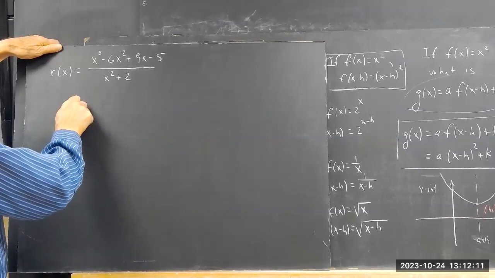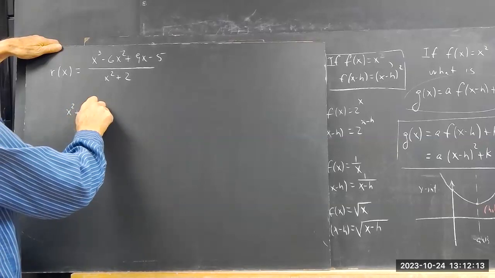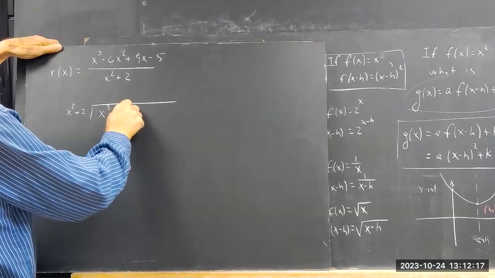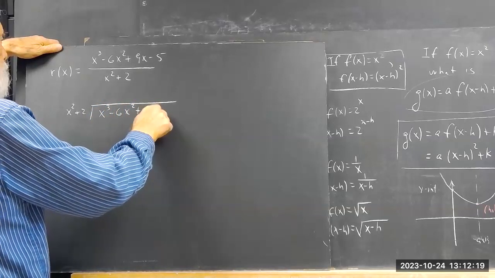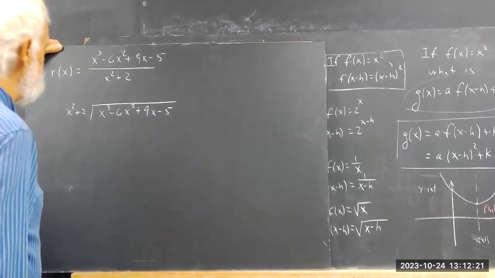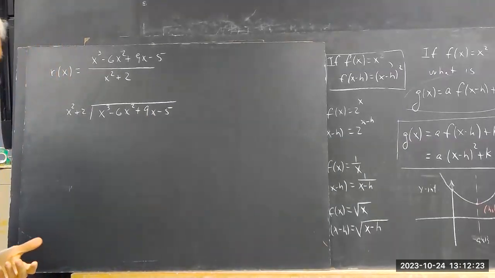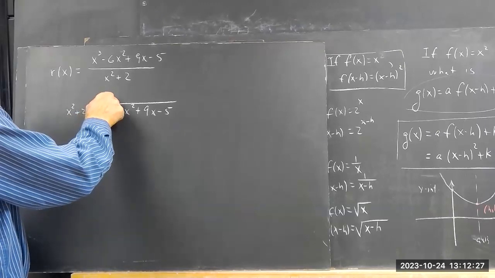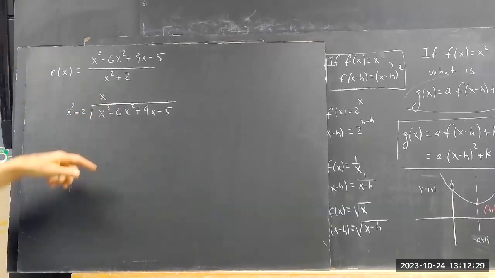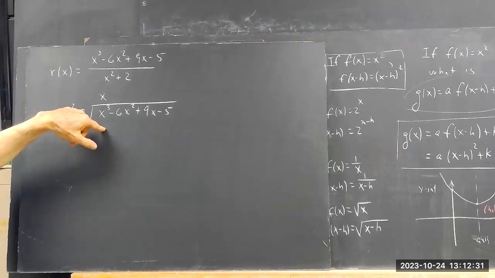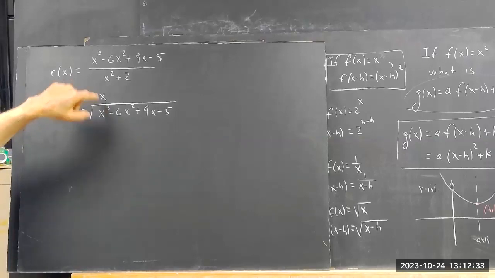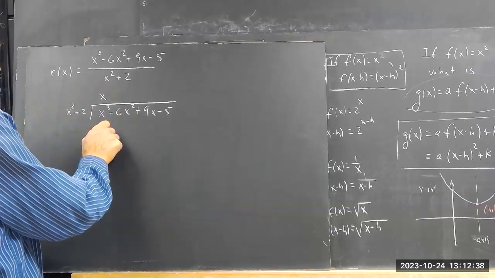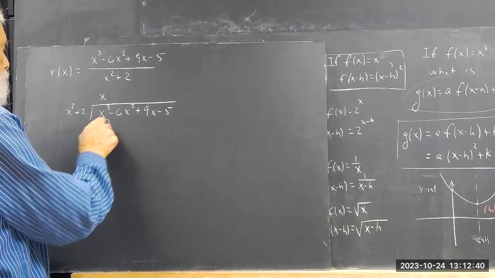If we divide x squared plus 2 into x cubed minus 6x squared plus 9x minus 5, what are we going to get? Well, x squared goes into x cubed. You ask yourself, what would I have to multiply x squared by to get x cubed? It's going to be x. So now we take x and multiply by this, and we're going to get x cubed.